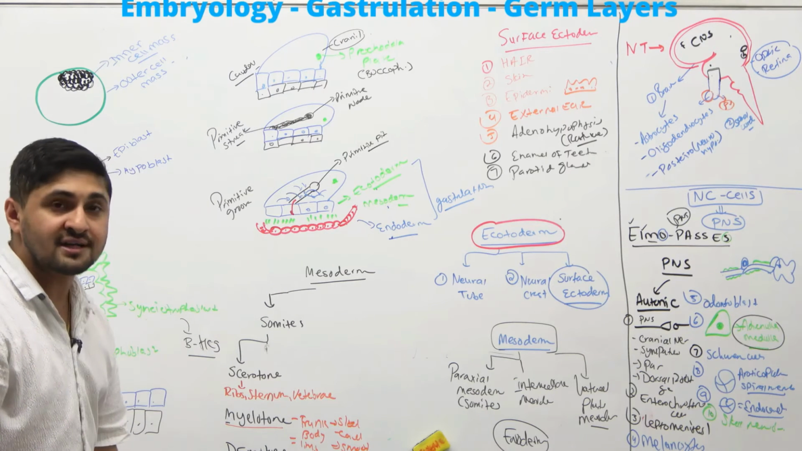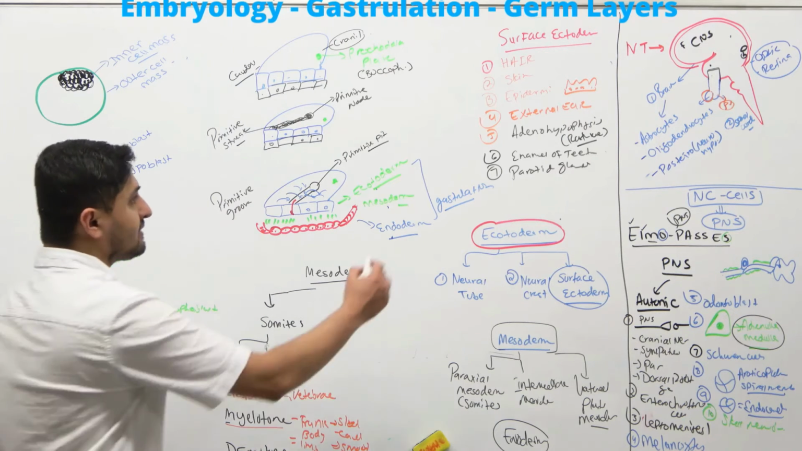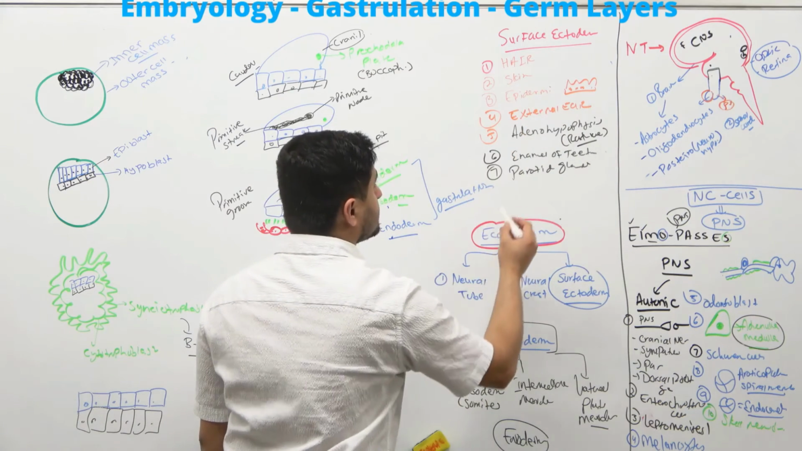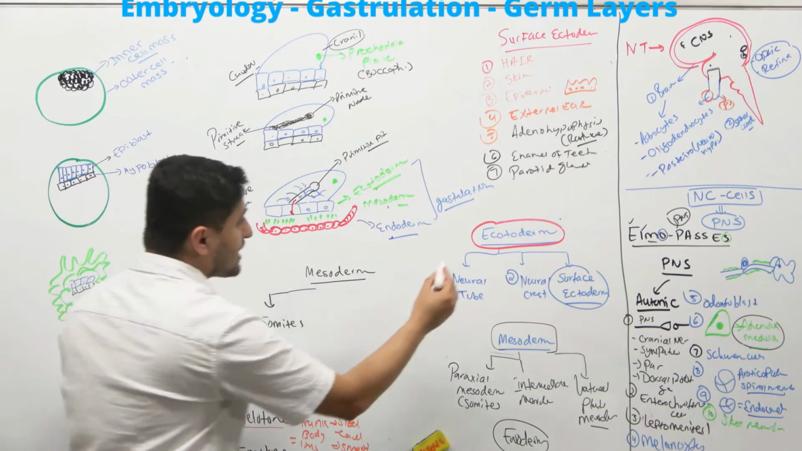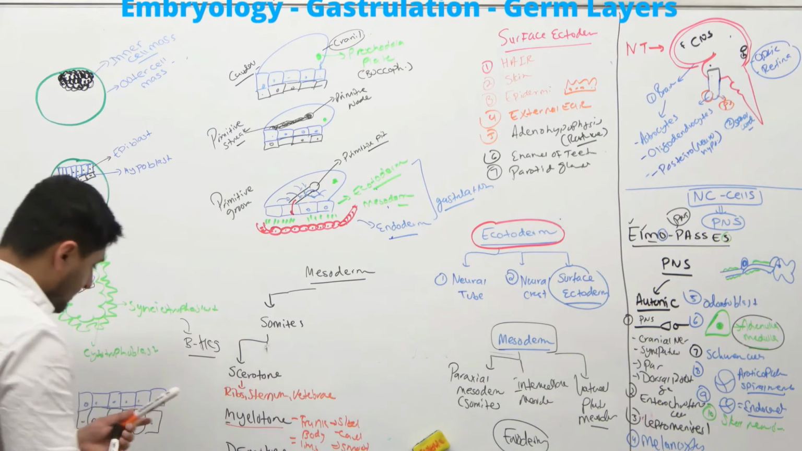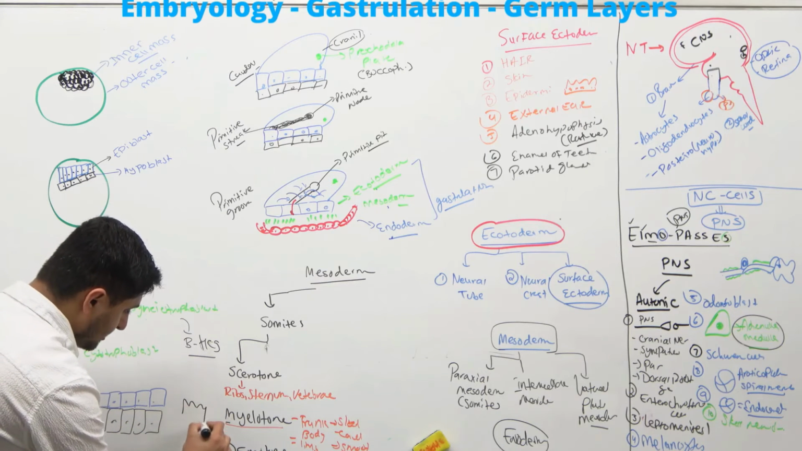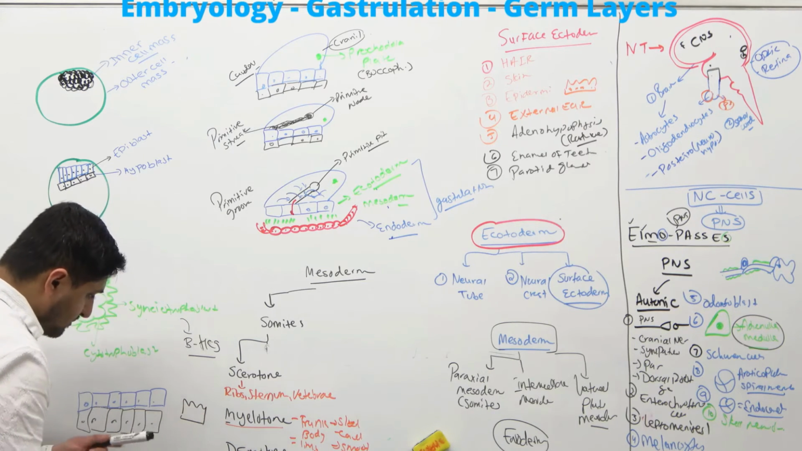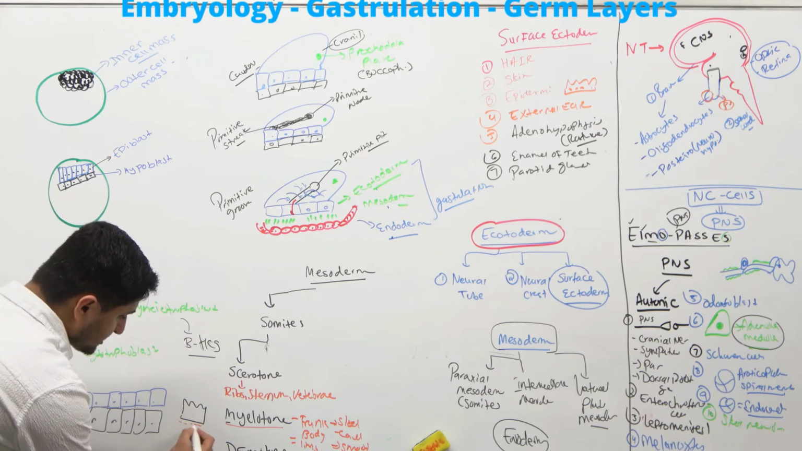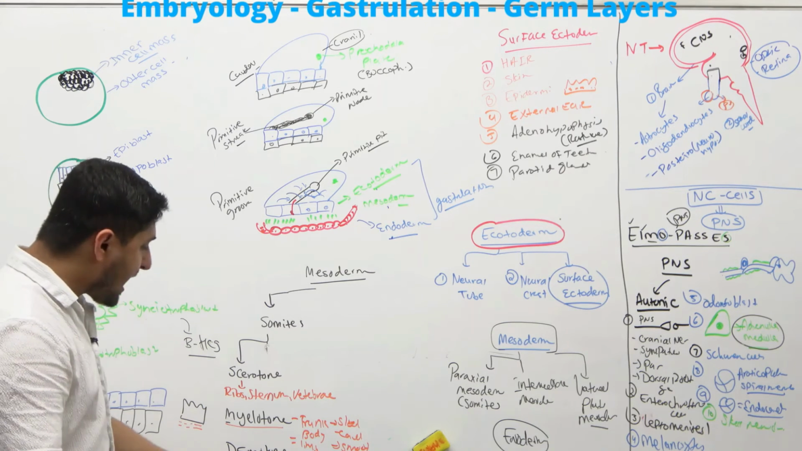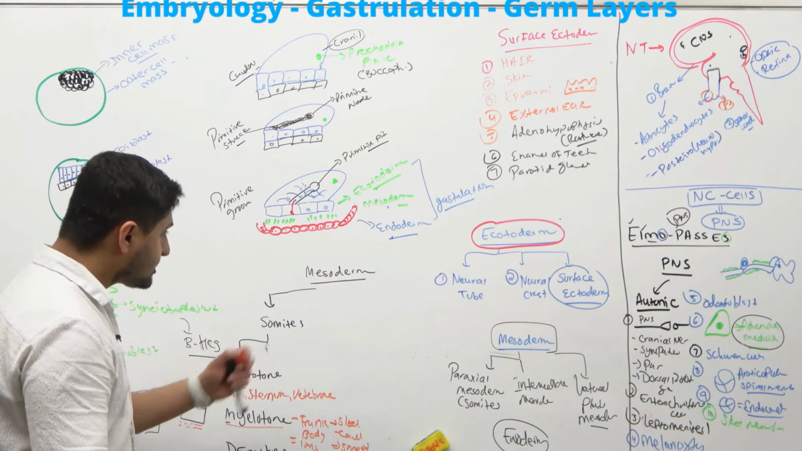And the dermatome refers to the dermis of the tissue. Remember, the epidermis is coming from the surface ectoderm. But right below the epidermis, if this is the epidermis, the layer of cells right down here is called the dermis. And that is given by what? The dermatome.